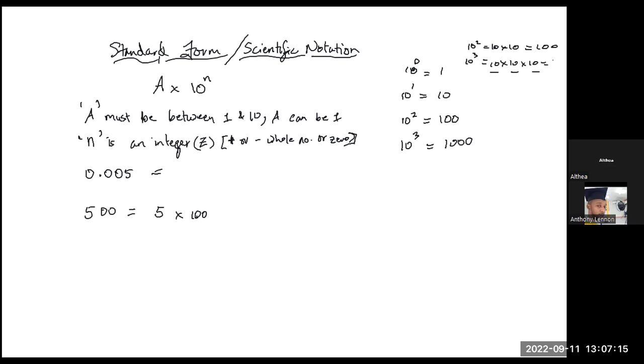How many zeros do we have here? 1. Okay, which one? The second one? Oh, zeros, yeah. We have two zeros. And this 3 tells us we have three zeros, right? 3 zeros, 2 zeros.